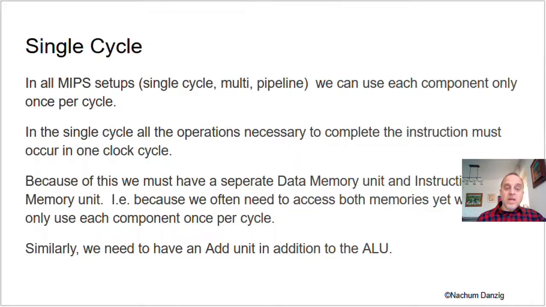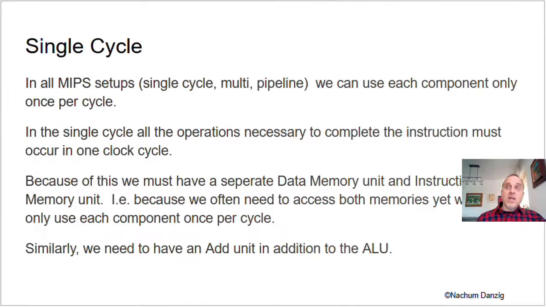Some important things to keep in mind: we can only use each component, each part of the computer, once per instruction, because we can only use any component once per cycle. Since this is a single cycle, we have to do the whole instruction in one cycle, which means we can only use each component once in the whole instruction. Because of this, we're going to have separate data memory and separate instruction memory, which are essentially two different access points to the same memory.